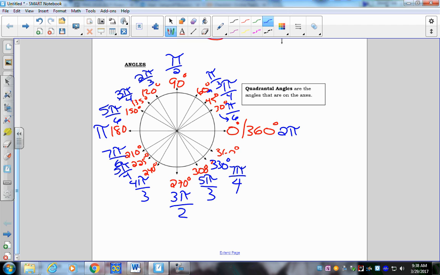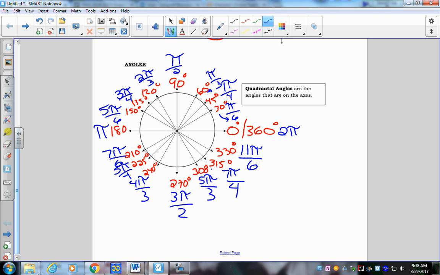Something is wrong. I'm sorry. I knew something looked funny there. That's a 315 and a 330. All right, this one is still going to be 7 pi over 4. I knew it looked funny. Sorry. Okay, so 330 divided by 30 is 11, so that one's 11 pi over 6.